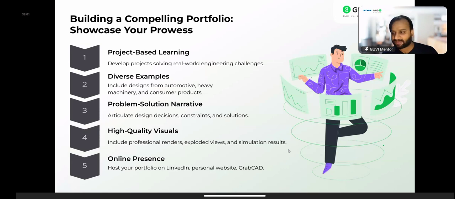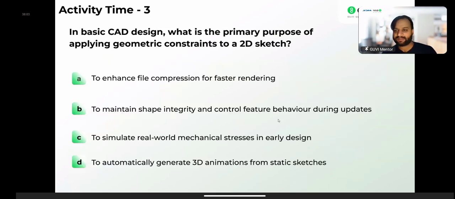So moving on to the next slide. This is one activity time. One question is there. You can answer in your chat box. In basic CAD designing, what is the primary purpose of applying geometry constraints to the sketch?